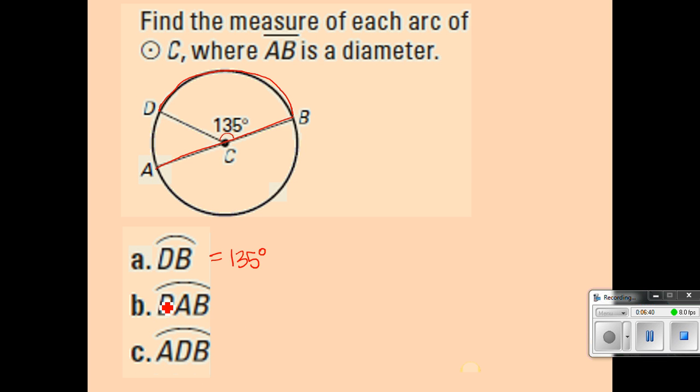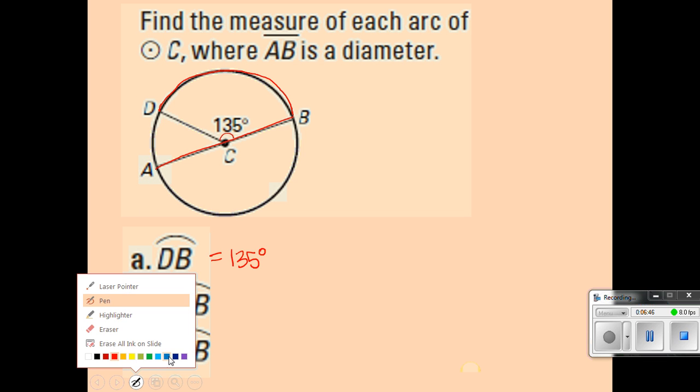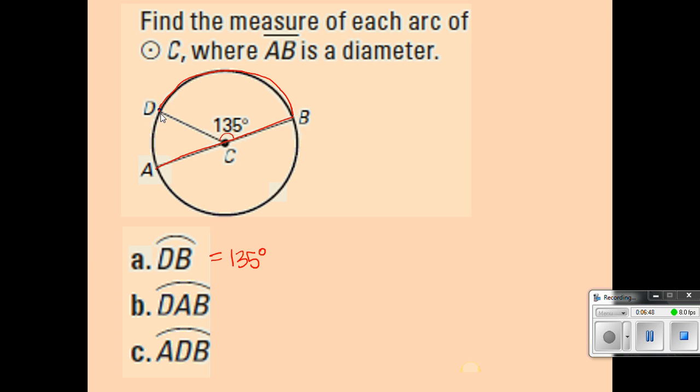If I want to find the measure of DAB, I would have to start with D, go through A and around to the B. Well, if this is 135, then everything that's left over would be what DAB represents. So if the whole circle is 360 and I subtract that minor arc 135, we would get 225 degrees as the measure of DAB.